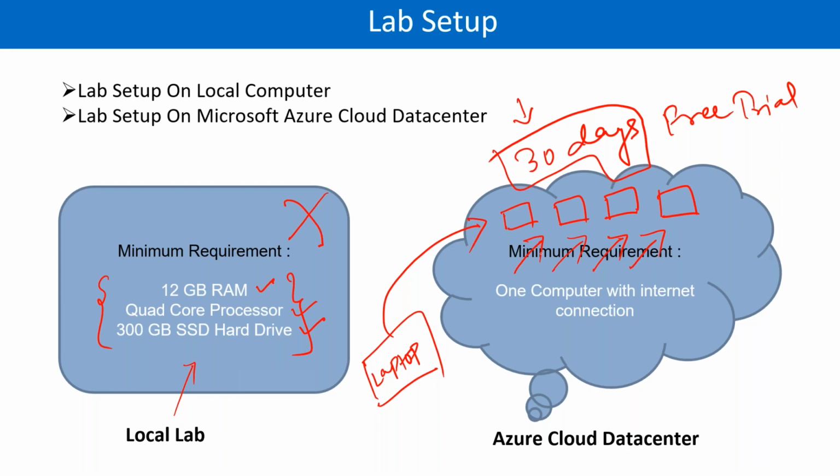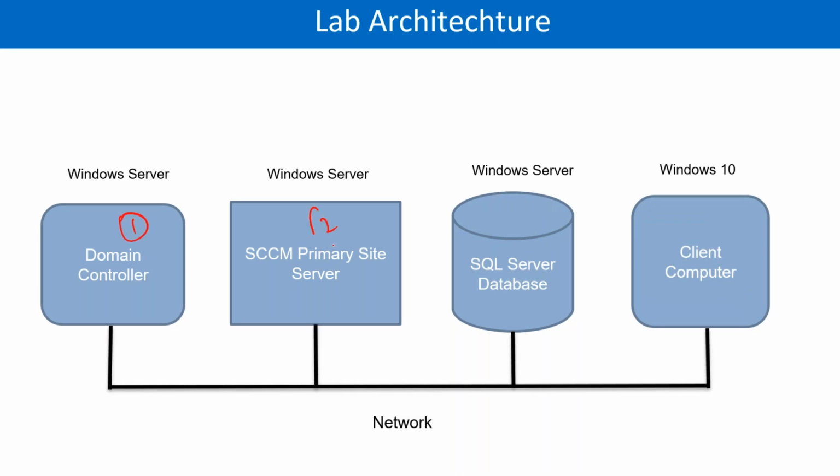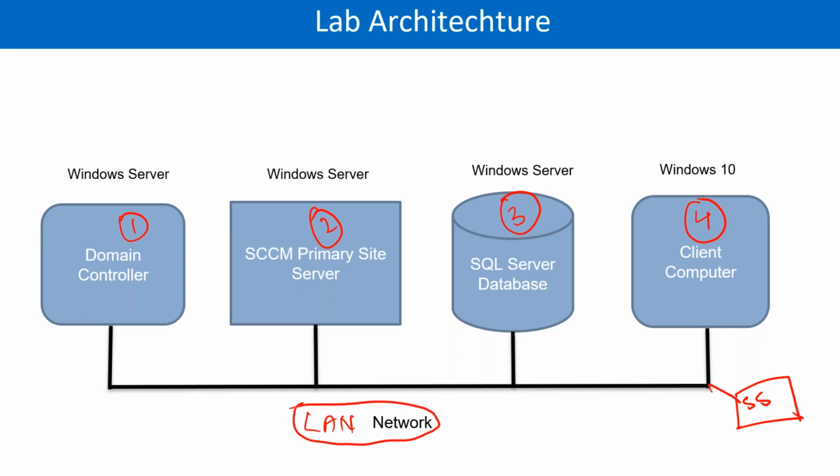So everyone will have to do this either on local or Azure, and I will guide you step by step how you can create your SCCM lab. Lab architecture is going to be like this. We will have 3 Windows servers, where one will be your domain controller, second will be your SCCM primary site, third will be your SQL database server, and fourth will be your Windows 10 computer. And later on, as we go along, we will install one secondary site. That is our lab architecture. All will be on the LAN network so that they can talk to each other.